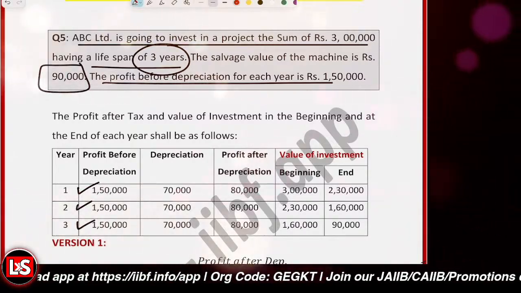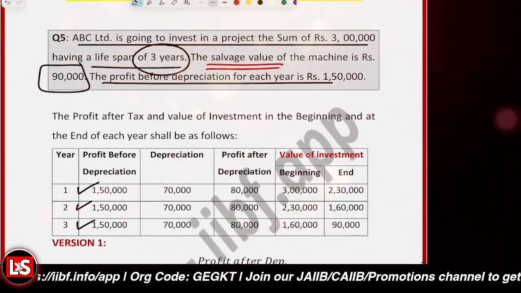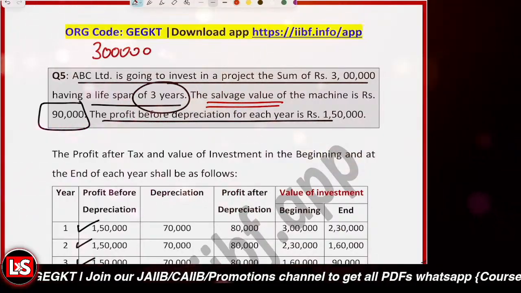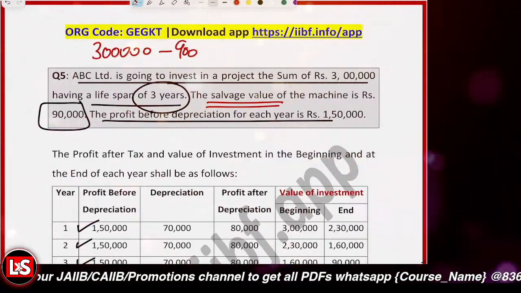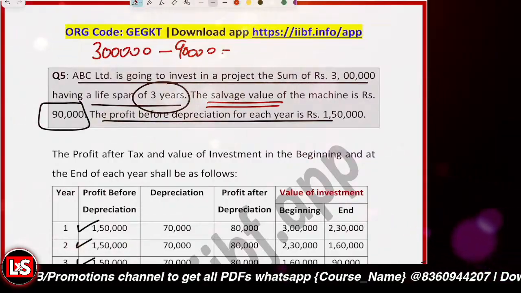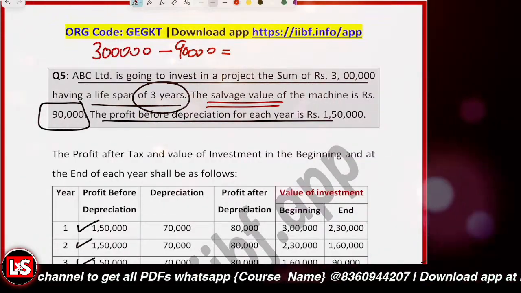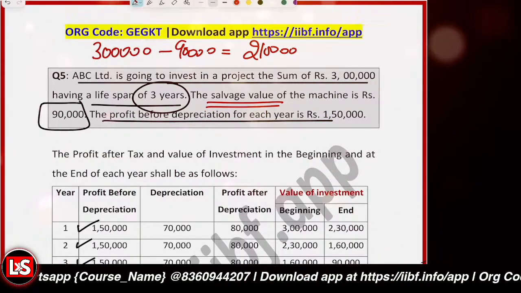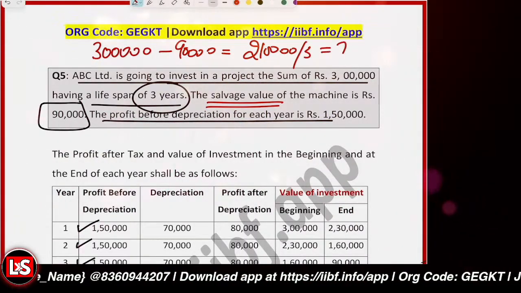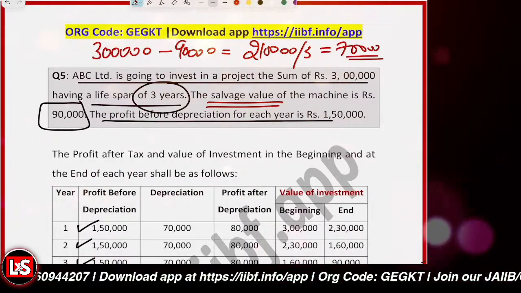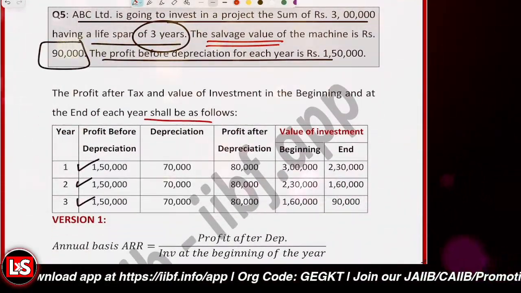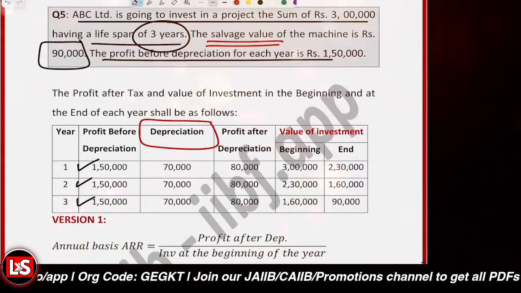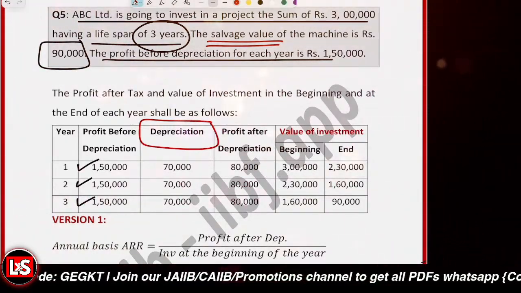You are given the salvage value, which is basically the residual value. So you have the asset value of rupees 3 lakh minus the salvage value of 90,000, because you can sell it after usage for even 90,000 rupees. So it is 2 lakh 10,000, and the depreciation is to be calculated for 3 years. So for each year, the depreciation would be equal to 70,000. We're not assuming it; from here, we got the depreciation value.